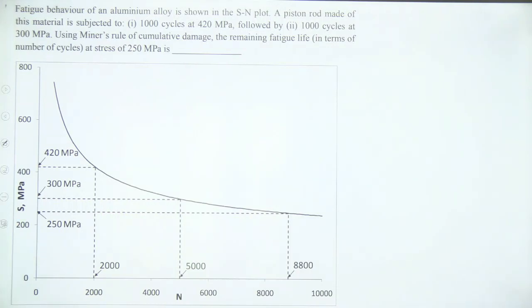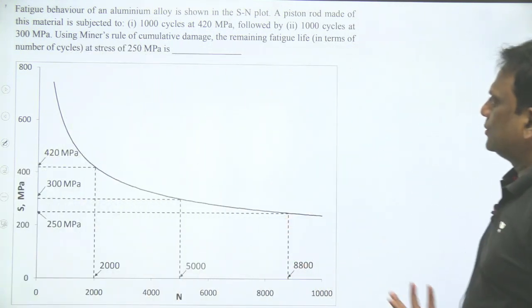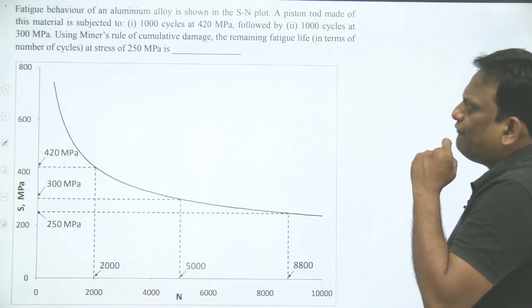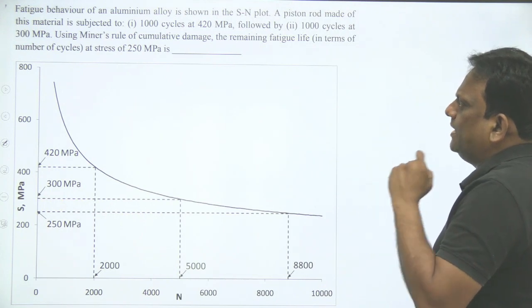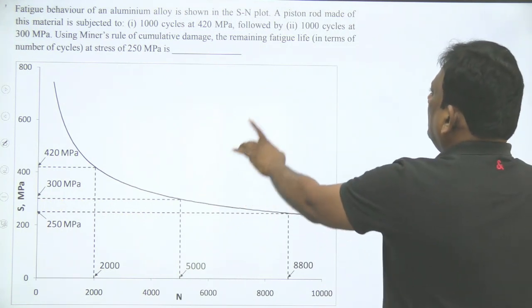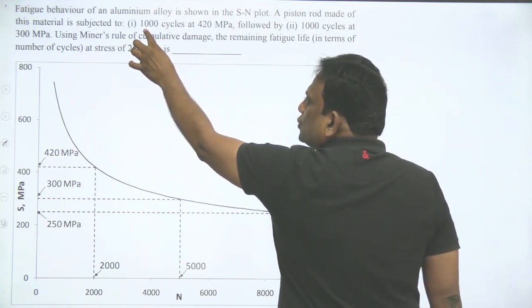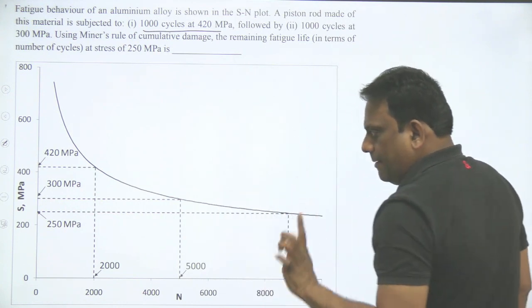अब थोड़ा tough question के तरफ जाएंगे. Take this question. This is a very good question, sirs. It is on Miner's rule. चलो check करते हैं. The fatigue behavior of an aluminum alloy in an S-N plot is shown here. A piston rod made of this metal is subjected to 1000 cycles at 420 megapascal.